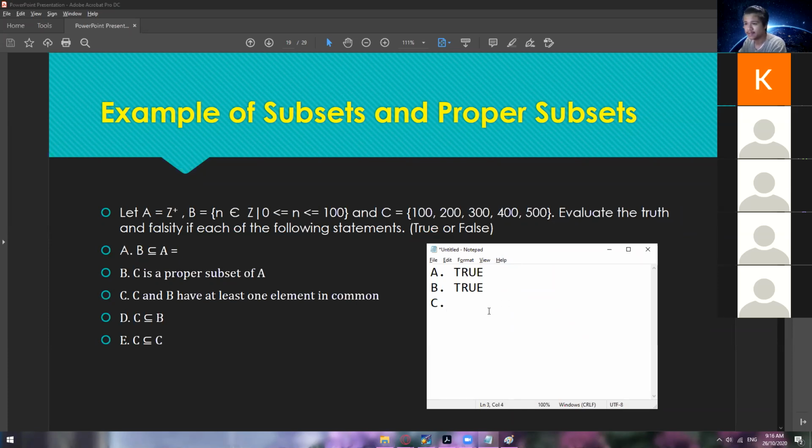C and B have at least one element in common. False, sir. Okay. So ang term naman dito is at least. So pwedeng kahit isa lang and then above. So letter C is true. Okay. How about letter D? C is a subset of B.